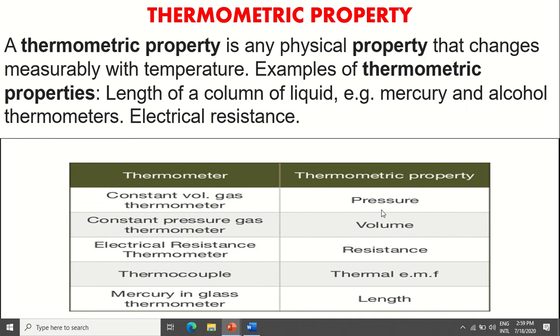Constant volume gas thermometer: here the thermometric property is pressure. Constant pressure gas thermometer: here the thermometric property is the volume of the gas. Electrical resistance thermometer: here the thermometric property is resistance. Thermocouple: thermal electromotive force, thermal EMF. Mercury in glass thermometer: here the thermometric property is length, because you know when you measure your body temperature, you can see the length of the mercury column in the glass thermometer rise.